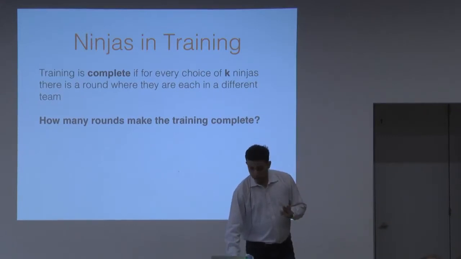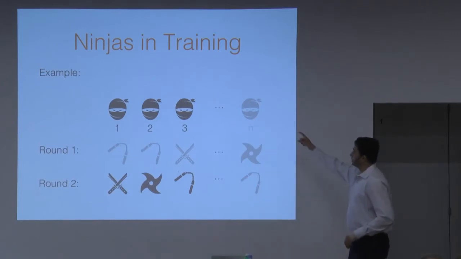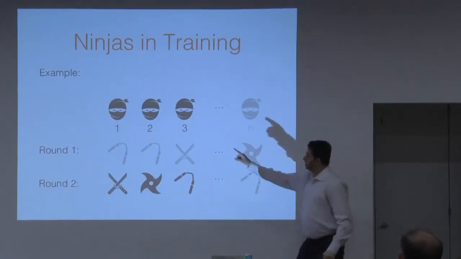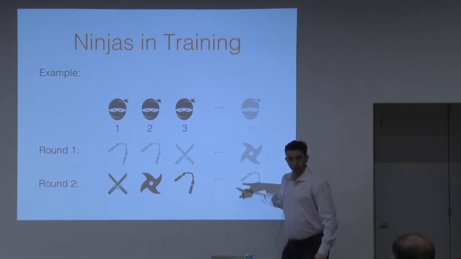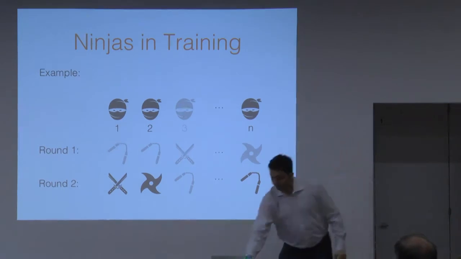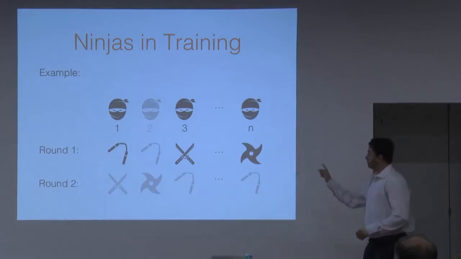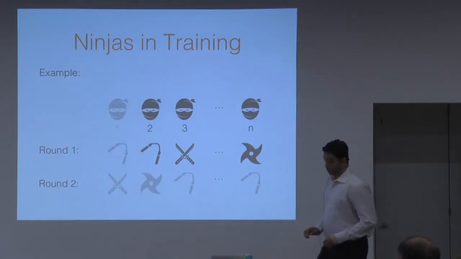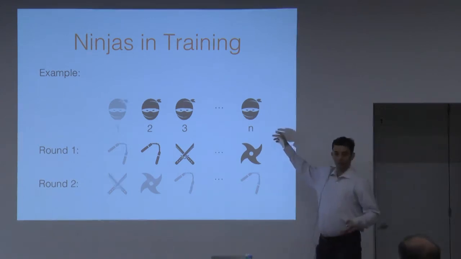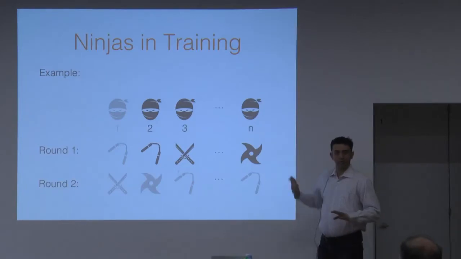So just to give you some examples, in this case, if k is equal to 3, then you can show that these two rounds are sufficient. These two rounds make the training complete, because for every choice of 3 ninjas, let's say 1, 2, 3, you see that they have different weapons in round 2. If it's 1, 2, and n, you see that again they have different weapons in round 2. If it's 1, 3, and n, they have different weapons in round 1. And if it's 2, 3, and n, they again have different weapons in round 1. So these two rounds make training complete for every triple of ninjas. Is this clear?